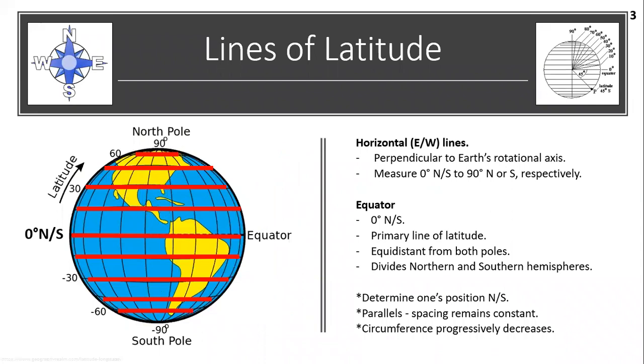This is because the spacing between lines is constant. Thus, latitude lines never intersect. Additionally, notice that their circumference progressively decreases from a maximum circumference at the equator to just single points at the poles.